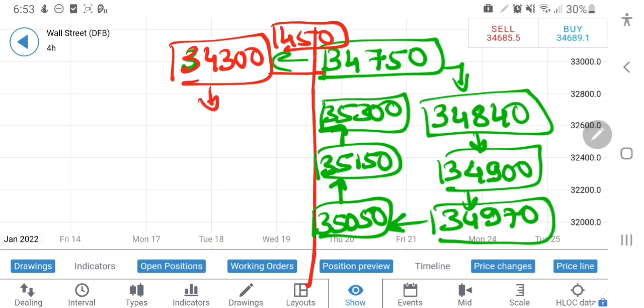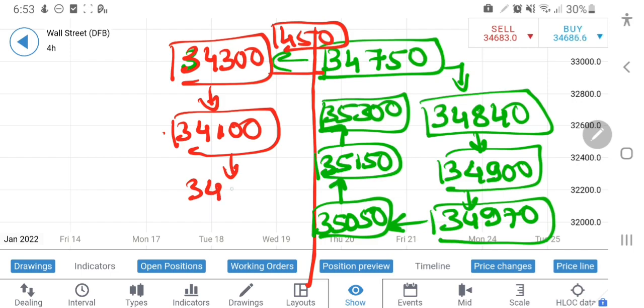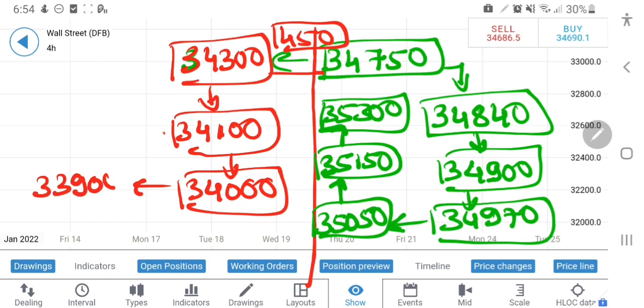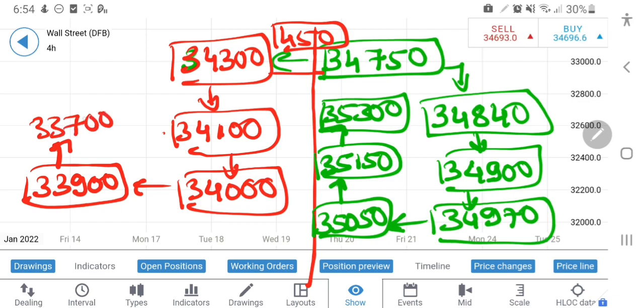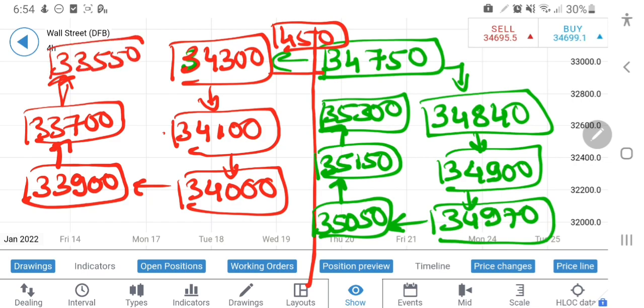34,300 will definitely try to provide a stronger support. Below that, it might try to break towards 34,100, and then 34,000. Very strong support will come into picture at 34,000. Below that, sky is the limit. It will head towards 33,900, 33,700, and below that, yes, we may see 33,550 again. So wilder moves can be seen.